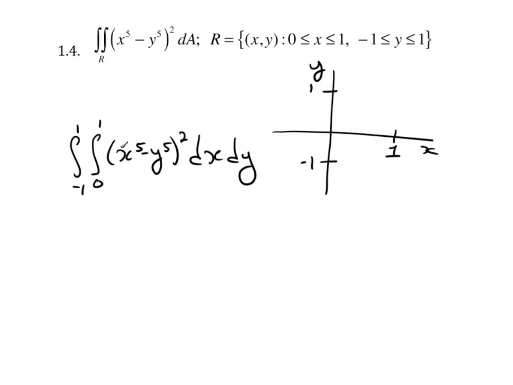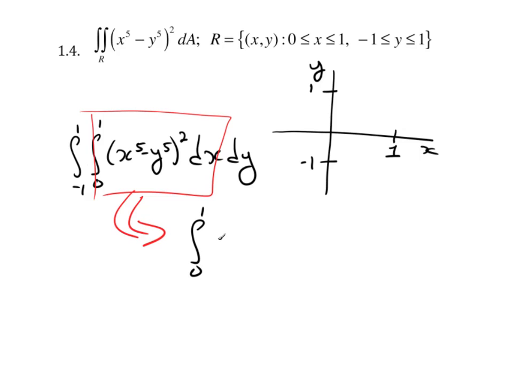I'm going to go ahead and expand this. And again, like usual, I'm going to work with this inner one first. Treat it like it was a separate problem. So I'm going to integrate from 0 to 1 of, expand this. This is going to be x to the 10th minus 2 x to the 5th, y to the 5th, plus y to the 10th. And I'm integrating first with respect to x.